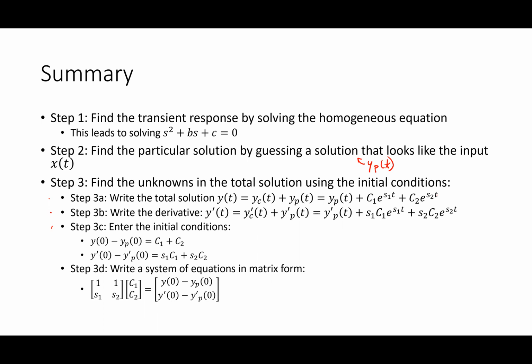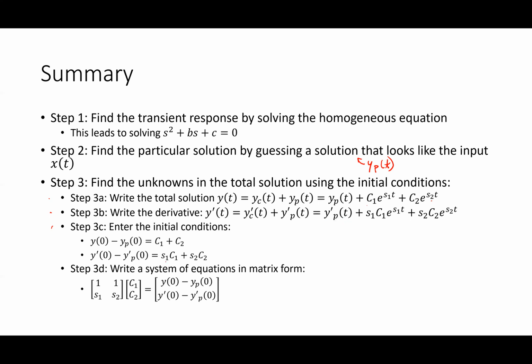So I can write the derivative. That's step 3b here, our second sub-step. I write the derivative expression down. That involves taking the derivative of the particular solution and the derivative of the transient. The derivative of the transient is easy. It's just s1 is brought down in front and s2 is brought down in front.